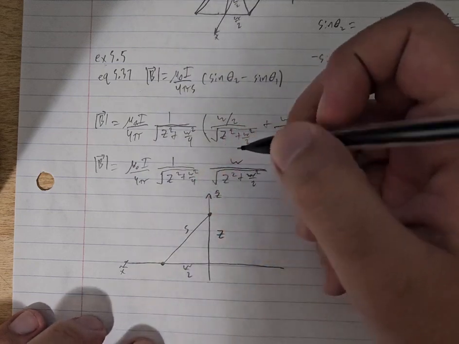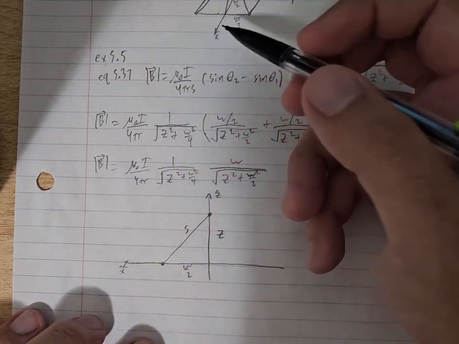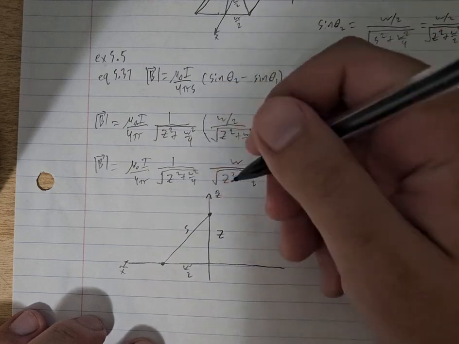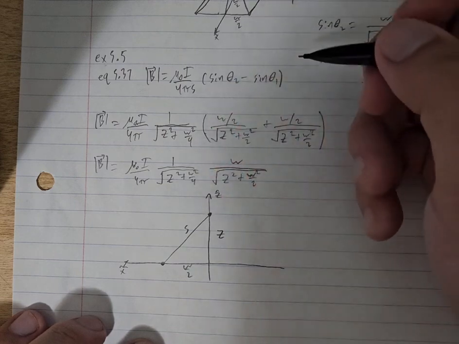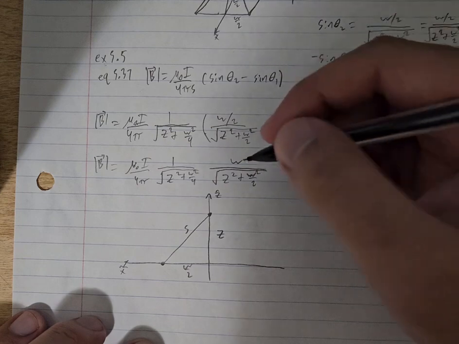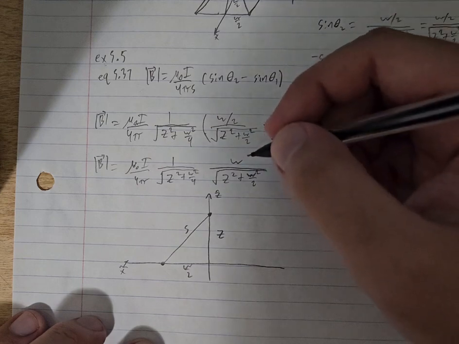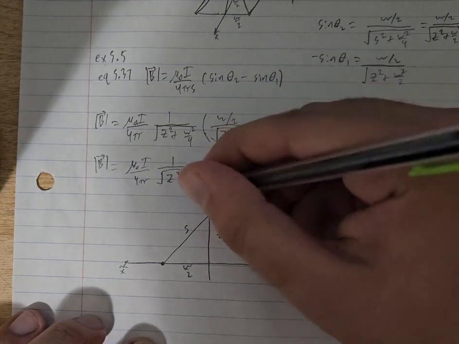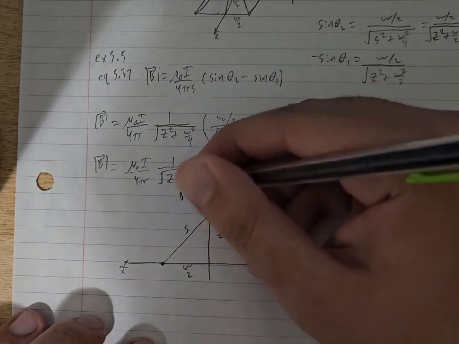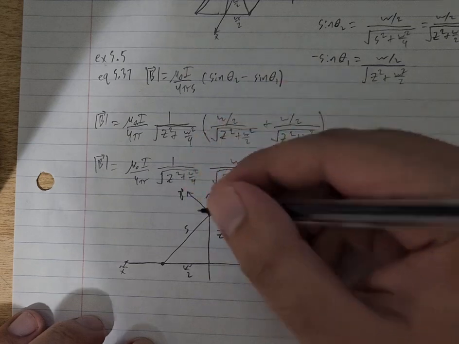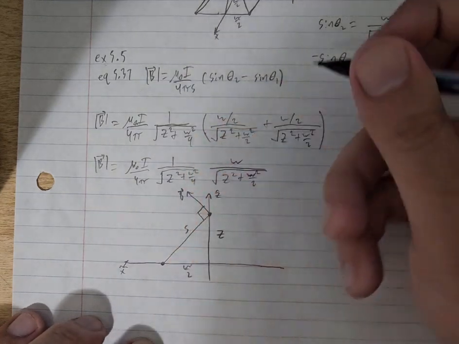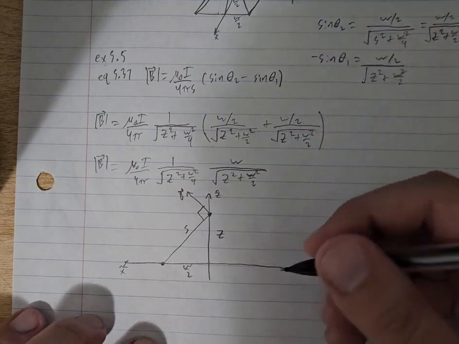And from example 5.5, we know that it would be perpendicular to the plane from which we found it from. So our magnetic field is going to look something like this, where it's perpendicular to this plane from the distance of the wire.